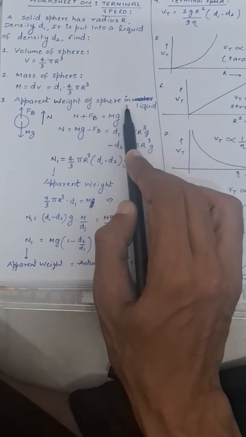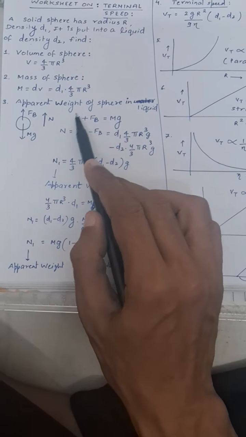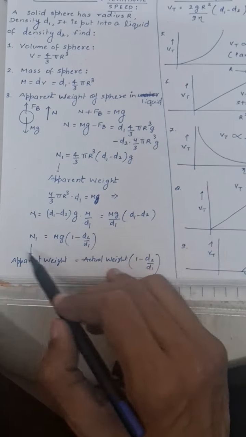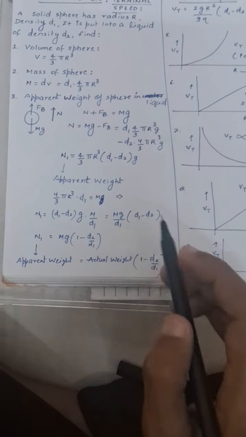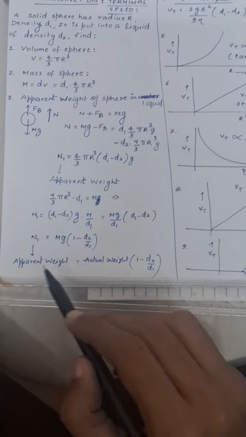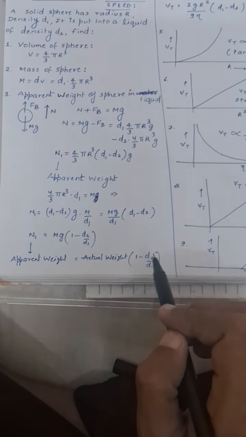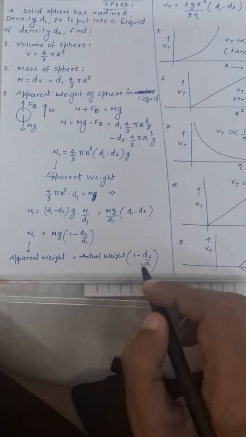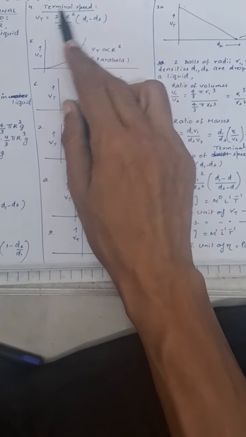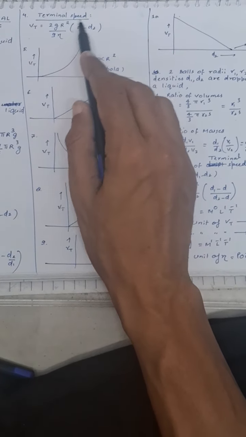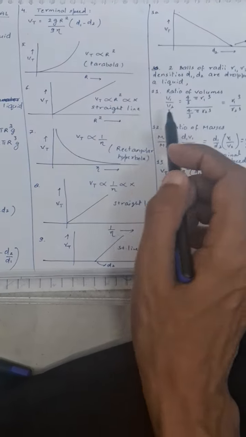Next is the apparent weight of a sphere in liquid. We use N as apparent weight, and after calculations the apparent weight comes out to be mg into 1 minus d2 by d1. So we can say that apparent weight is actual weight into 1 minus d2 by d1, where d2 is the density of the liquid and d1 is the density of the solid. Next is terminal speed. Terminal speed is 2g r square by 9 eta into d1 minus d2.